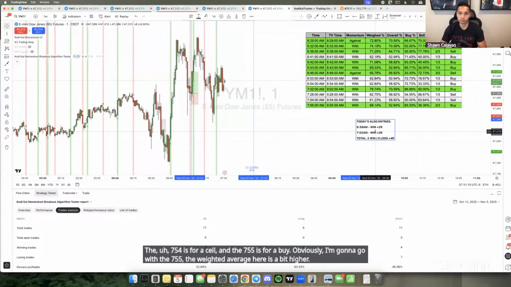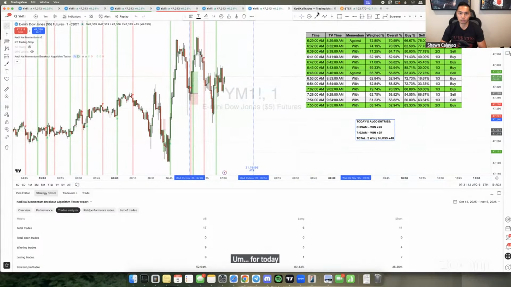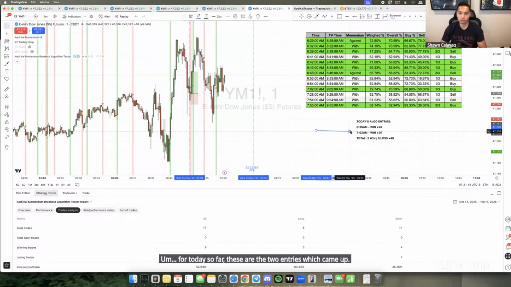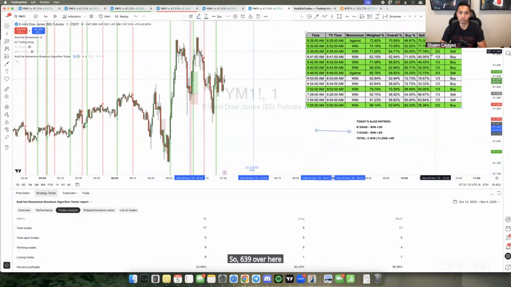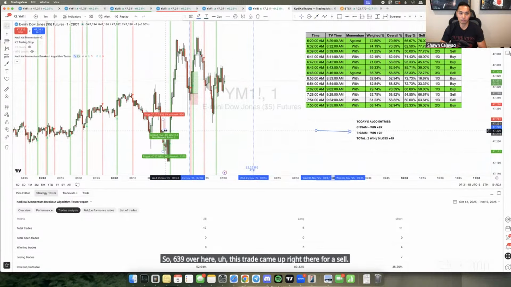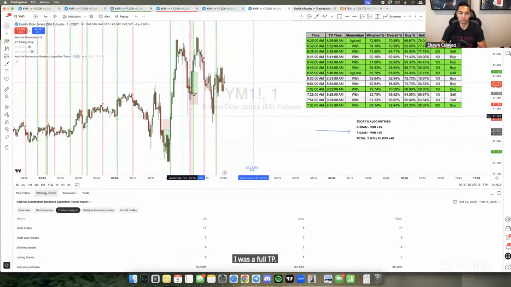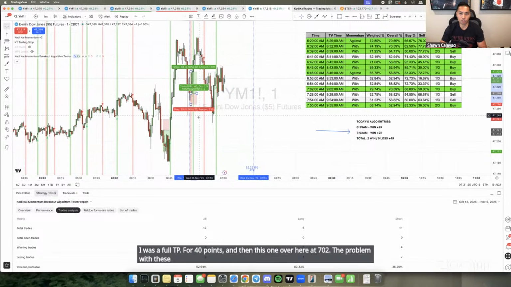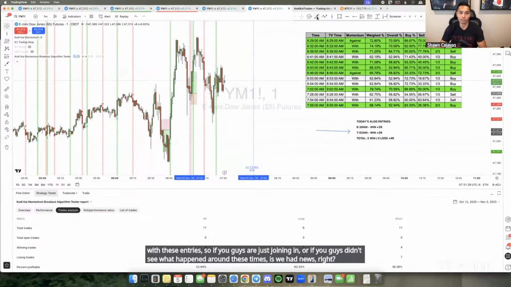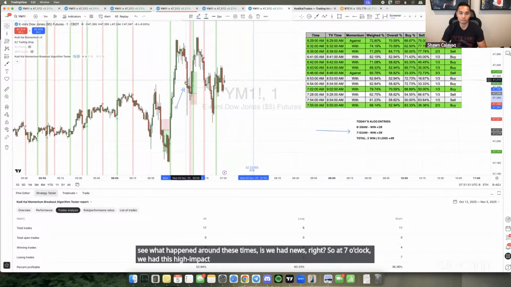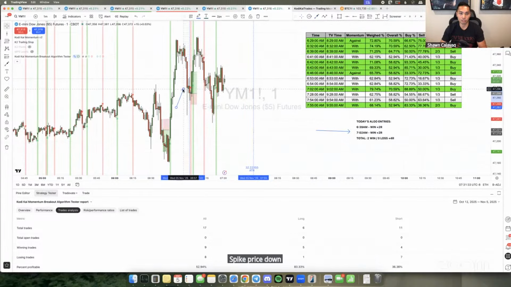For today so far, these are the two entries which came up. So 6:39 over here, this trade came up right there for a sell. That was a full TP for 40 points. And then this one over here at 7:02. The problem with these entries, if you guys are just joining in or didn't see what happened around these times, is we had news, right? At 7 o'clock, we had this high impact inflation news. Spike price down, a lot of manipulation, decided not to take that one.